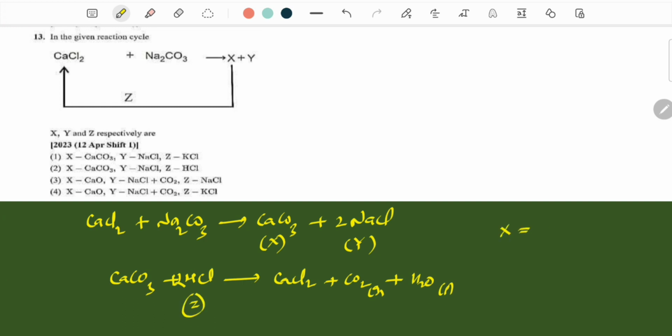X becomes CaCO3 and Y becomes NaCl. Z is hydrochloric acid. The option is CaCO3, NaCl and HCl. The option should be 2.